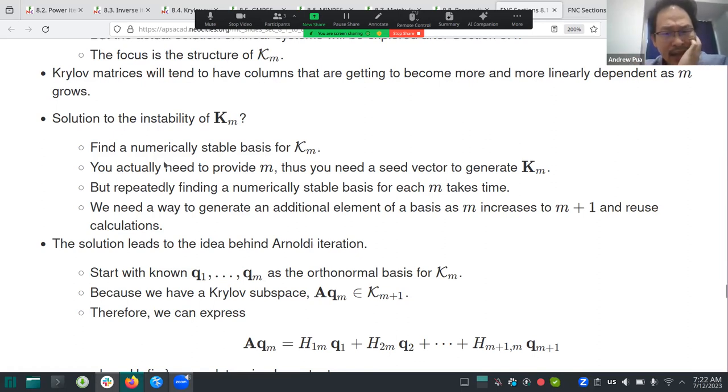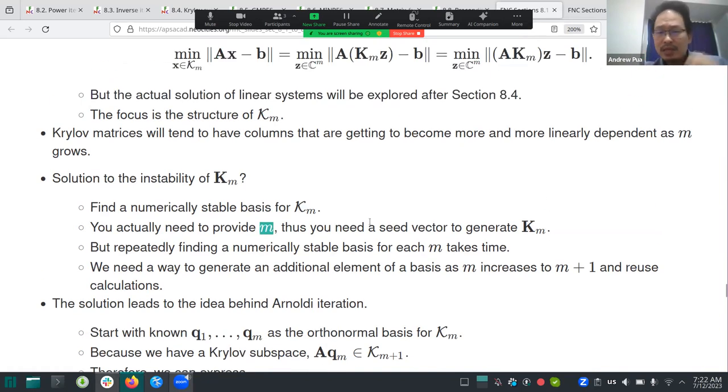The idea is, if you want to find a numerically stable basis for a Krylov subspace K_M, then you actually have to give me M. And then you also need a seed vector to generate this K_M. So that's how you would start creating that basis. But if you repeatedly find a numerically stable basis for each M, the problem is that you don't want to repeat this process again and again.